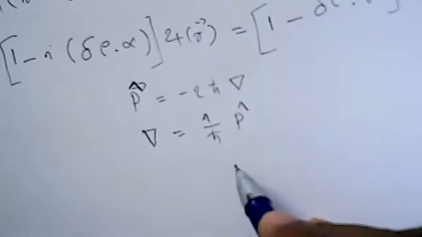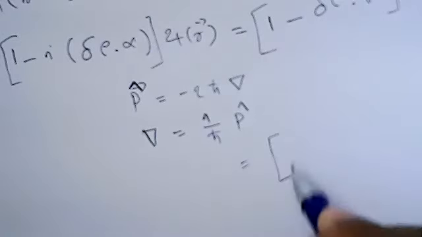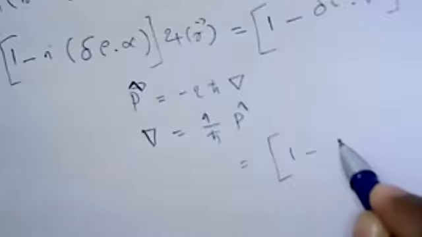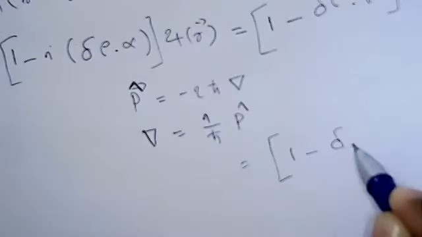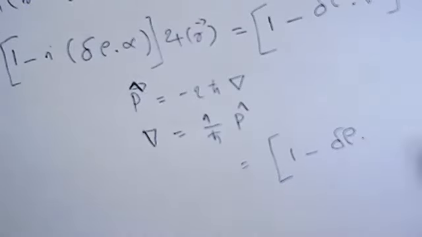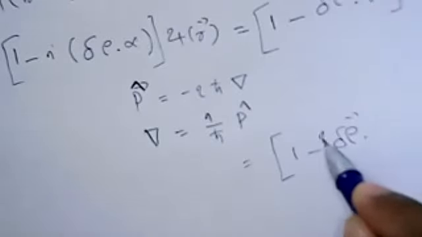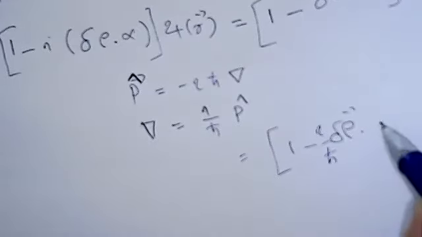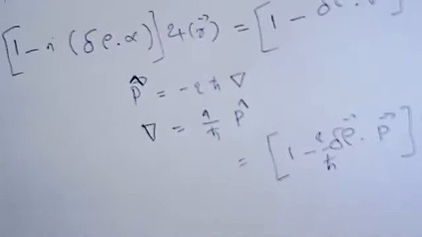Okay, so the RHS becomes 1 minus delta rho dot del. So del is I by h cross P. Okay, then psi of r. Okay, is that clear?